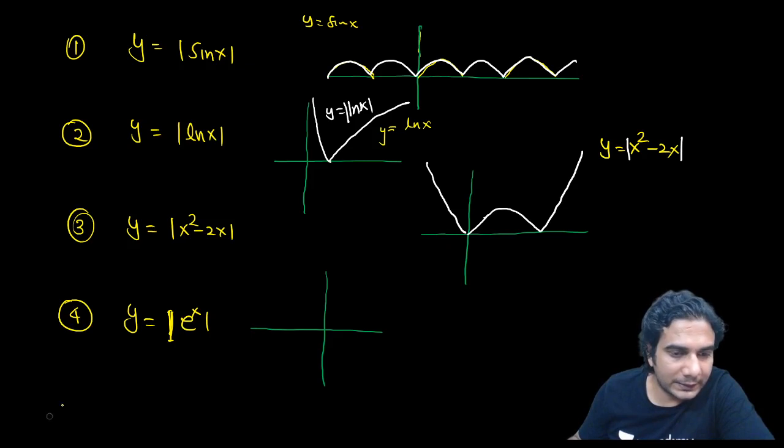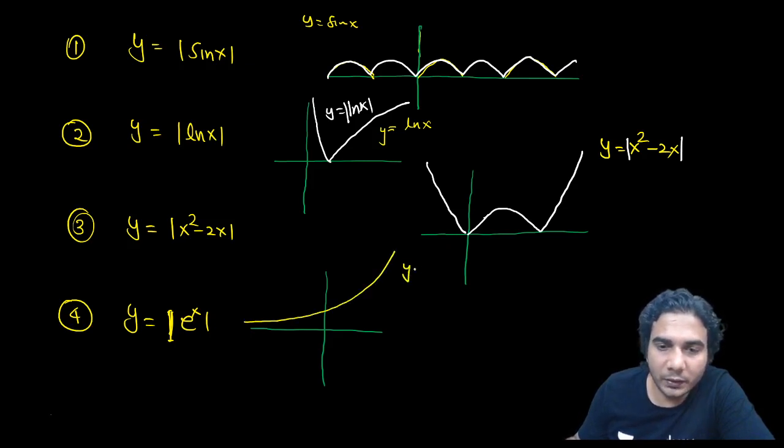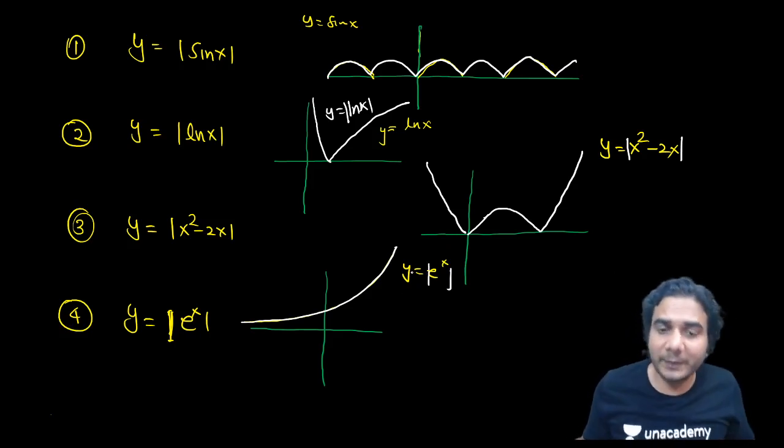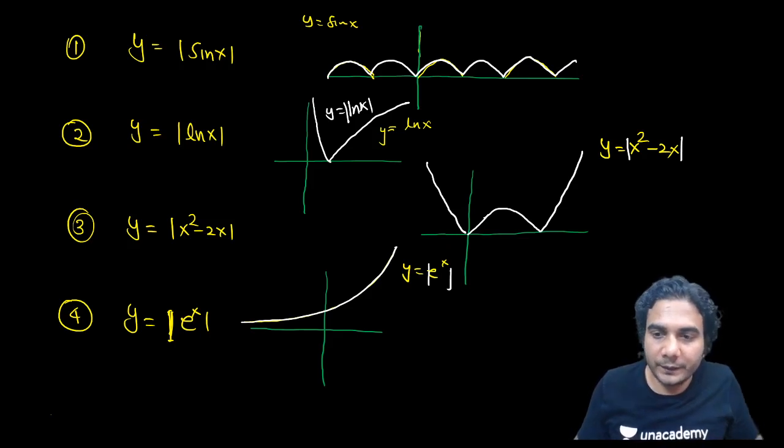Now the last one. So this is y is equal to e raised to mod of x. Now in this, the whole graph is already above the x-axis. So if you put mod, then this portion will remain the same as it is. I need to remove this mod. When you put mod on e raised to x, it will remain the same. There's no portion below the x-axis, so it will remain the same. So I hope you have got it, right?